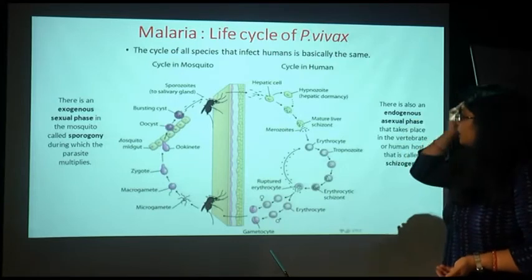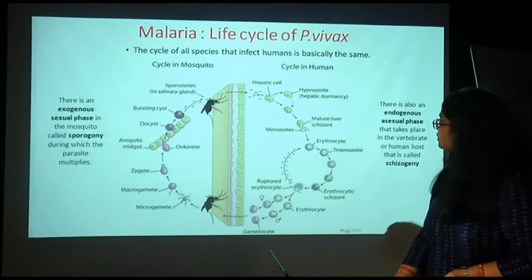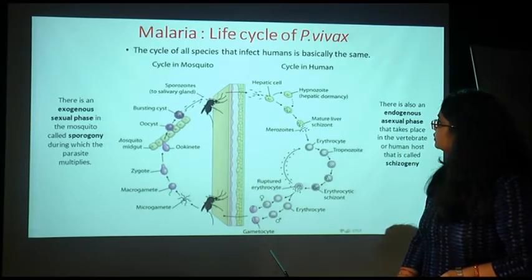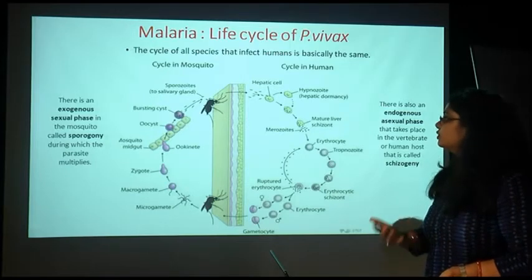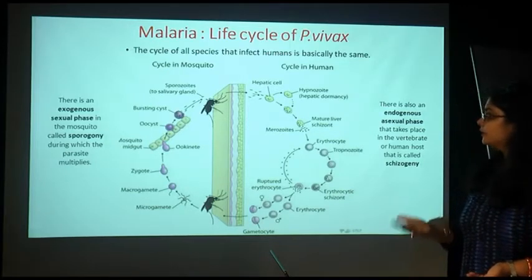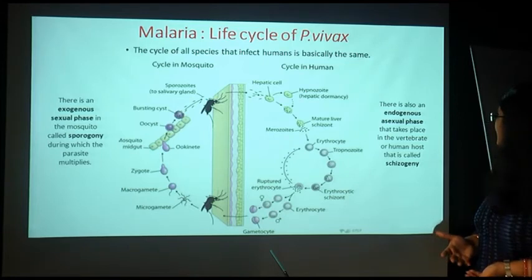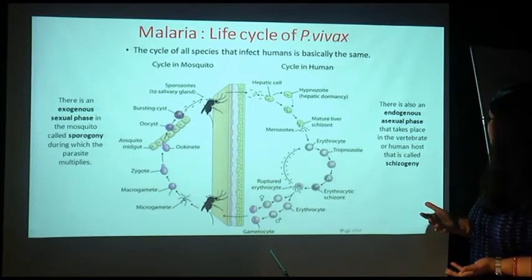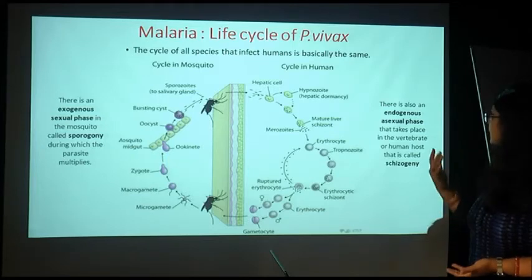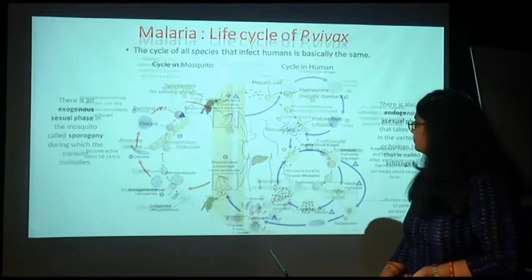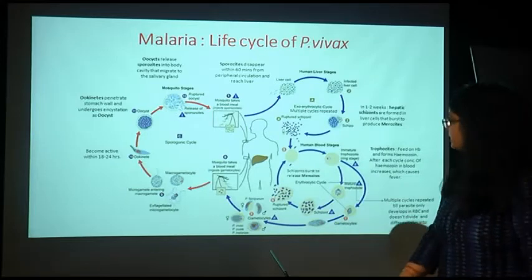So if you can see, the sporogony is basically an exogenous sexual phase in the mosquito that happens in the mosquito, and the schizogony is what happens in the human inside the body. So let's start from here.